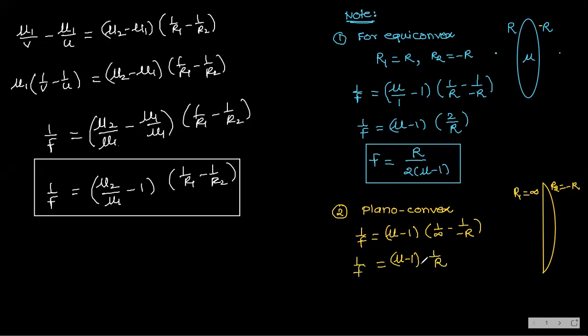That is 1 by F. Take the reciprocal. You will get F is equal to R divided by mu minus 1. If you want to find the focal length for a plano convex lens, you will get R divided by mu minus 1 by using the lens maker's formula. Any doubt?